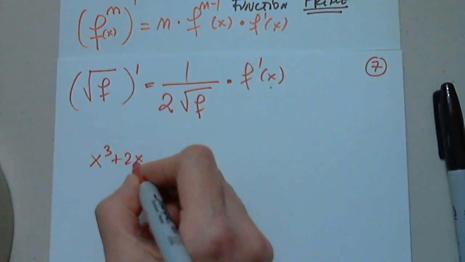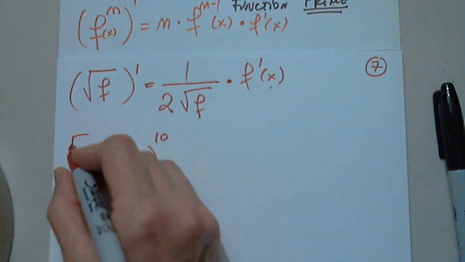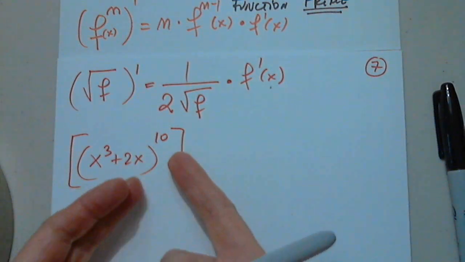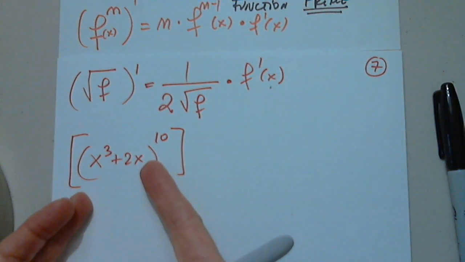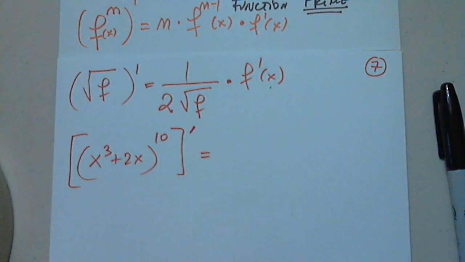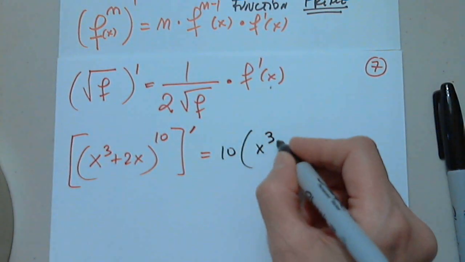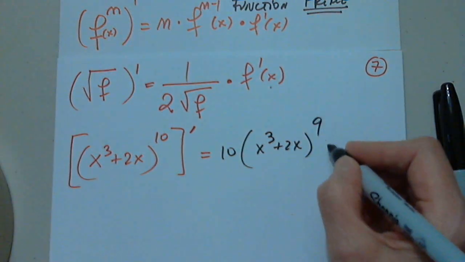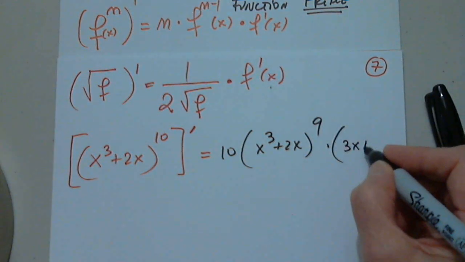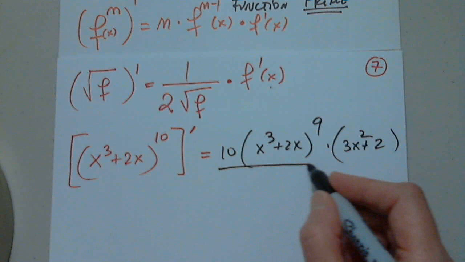What about this? X cubed plus 2x to the 10th power. Would you sit here and take this to the 10th power? No, no, no. Because we can find an expression for the derivative. What is it? Who would like to help on this one? Okay, it's going to be 10 times x cubed plus 2x raised to the 9th power times 3x squared plus 2. Excellent. That's it.